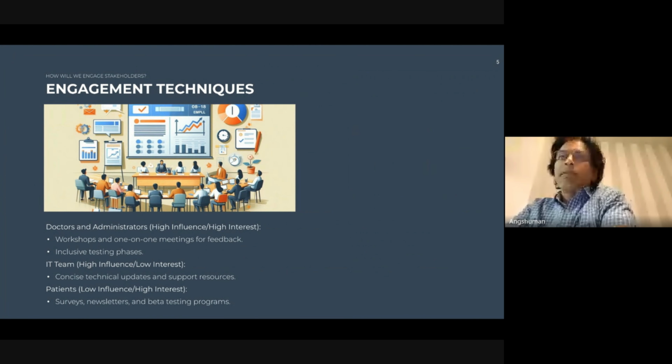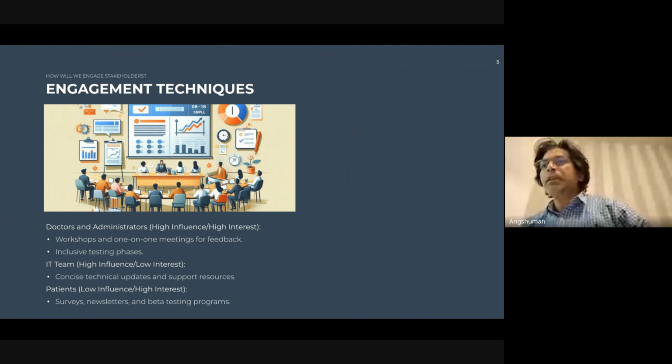So to effectively engage stakeholders, we'll tailor techniques for each group. Doctors and medical staff: interactive workshops, beta testing, and one-on-one sessions to gather feedback and address their concerns. Healthcare administrators: monthly strategy meetings and compliance briefings to ensure alignment with the hospital goals. IT teams: clear documentation, technical training, and regular updates to handle the backend systems efficiently. And for patients, user guidance, 24/7 support, and regular surveys to enhance their experience and gather feedback. Thank you. Over to Ishita.